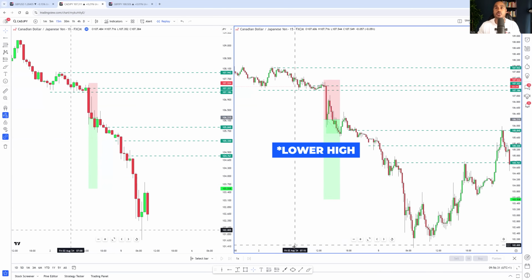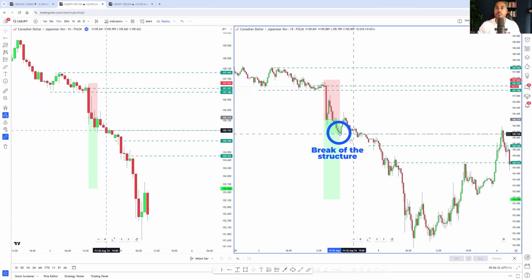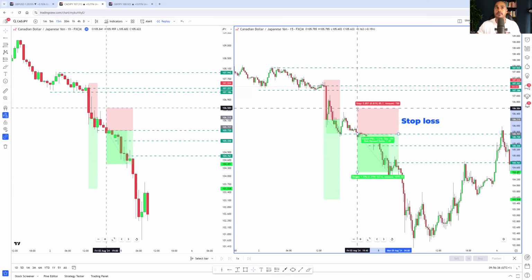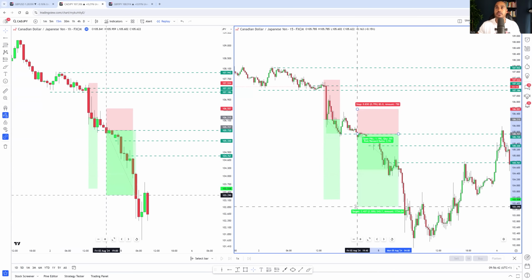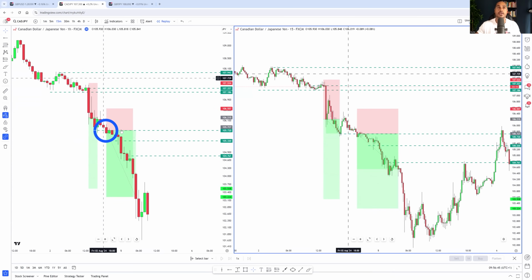If we want more fluent entries, we might say to ourselves, well, I'm waiting for the market to create a higher low with a smaller stop loss. Here we can enter again on the break of the structure with a break of the low, stop loss above, and then go for a target, a better target. What do we see here? Entering on a bearish candle.